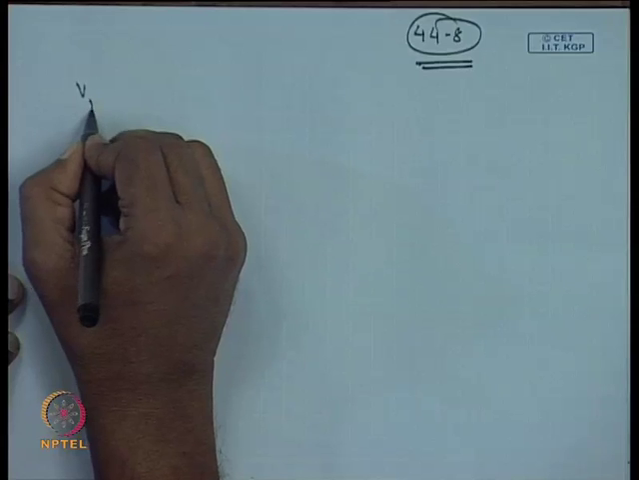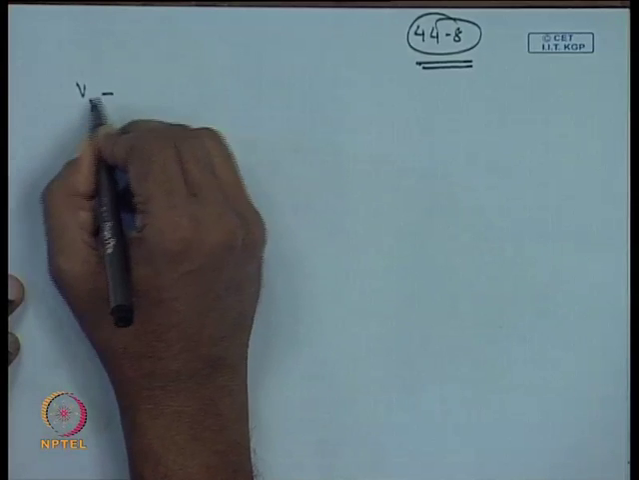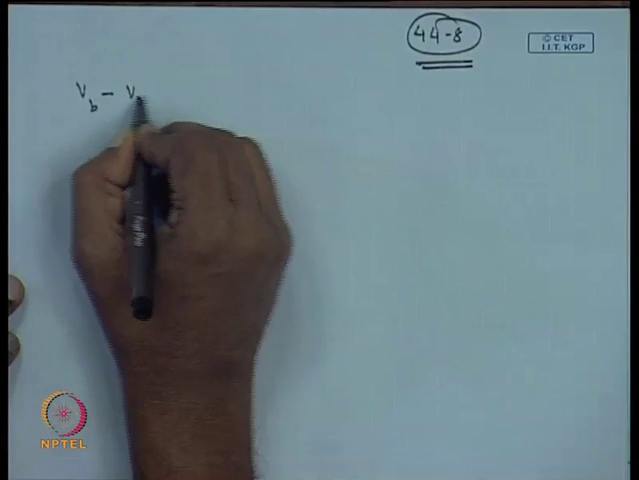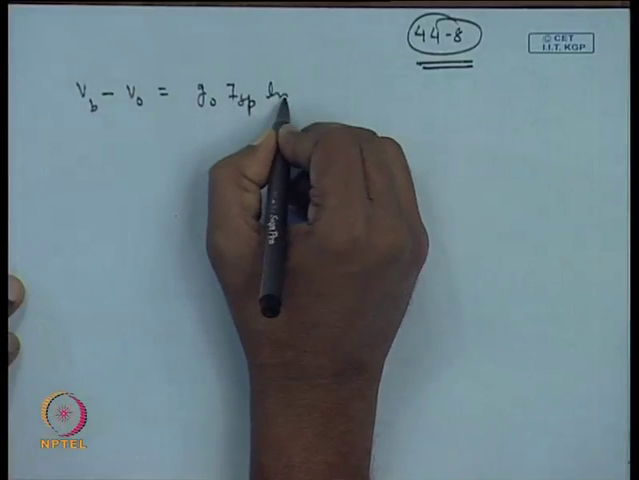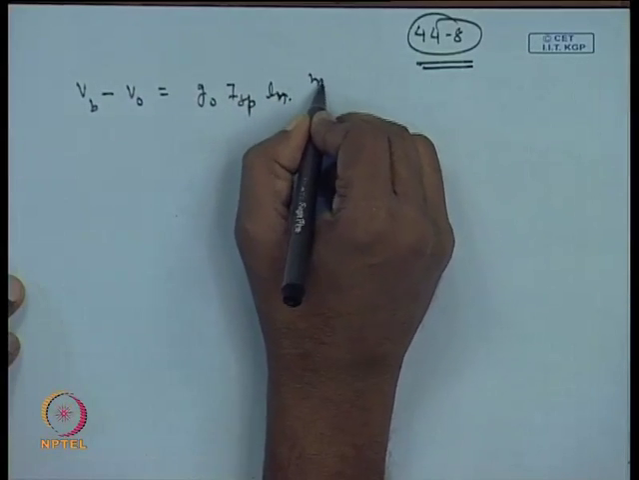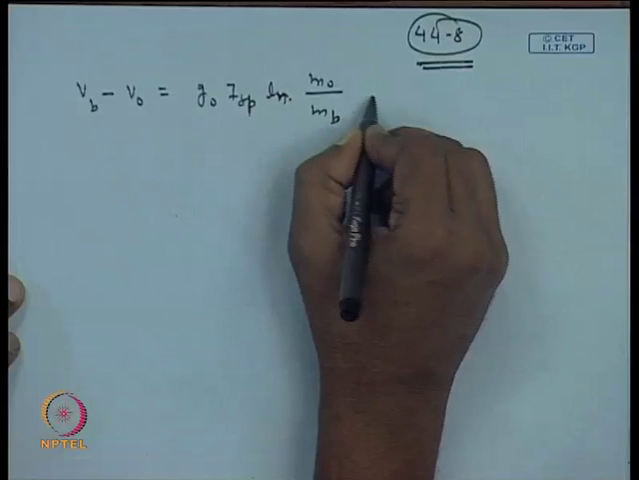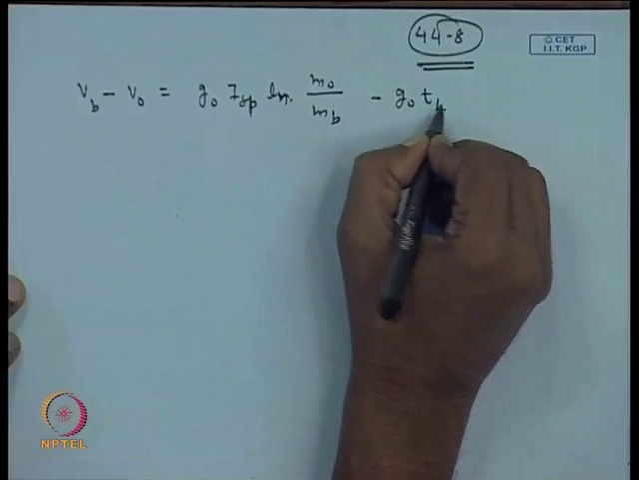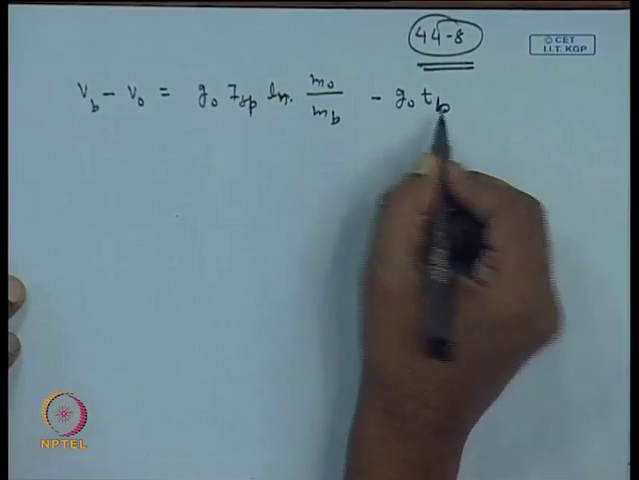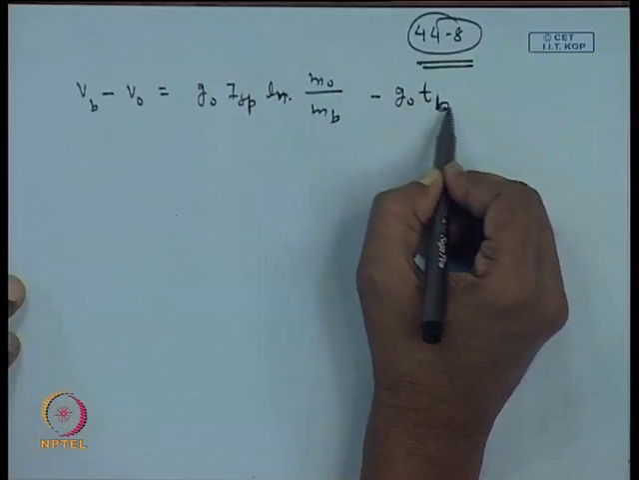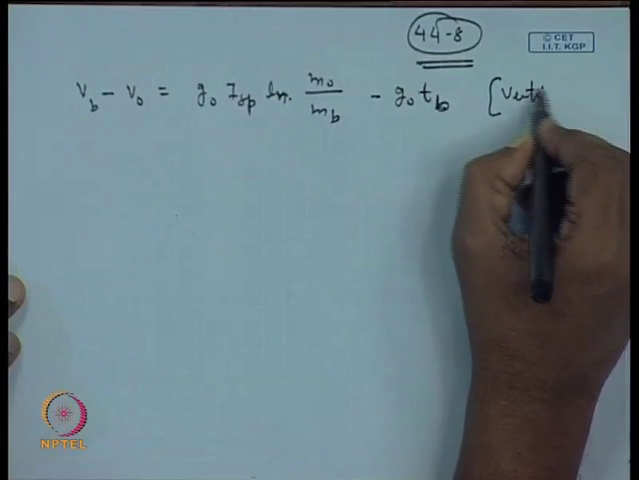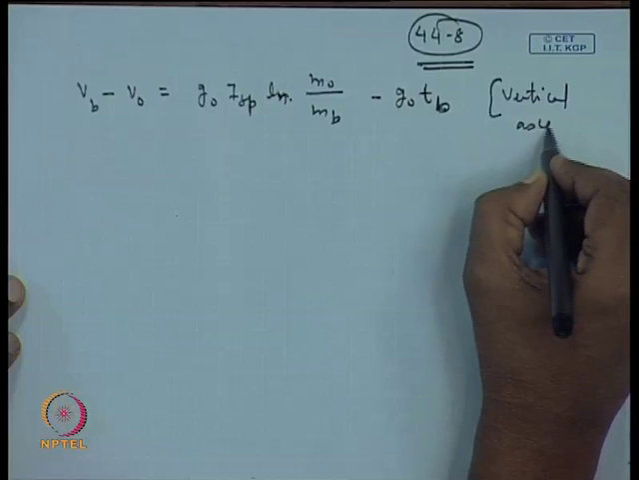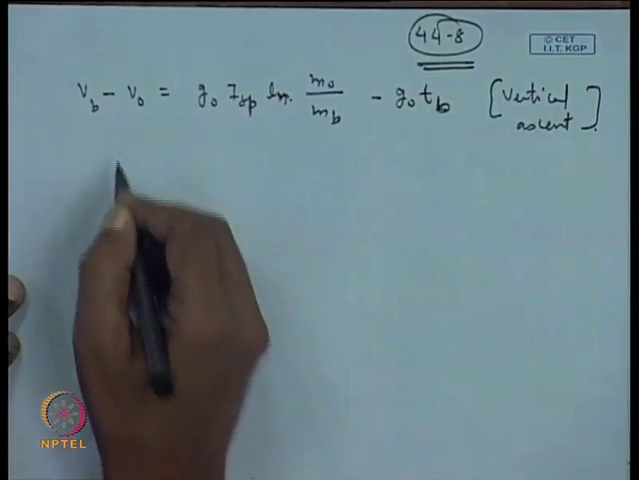Okay. So, if we remember from our last lecture, V_b minus V_0 was written as g_0 I_sp ln m_0 by m_b minus g_0 T_b. Okay. And this we obtained by deleting the drag term and considering that the rocket is in vertical ascent.